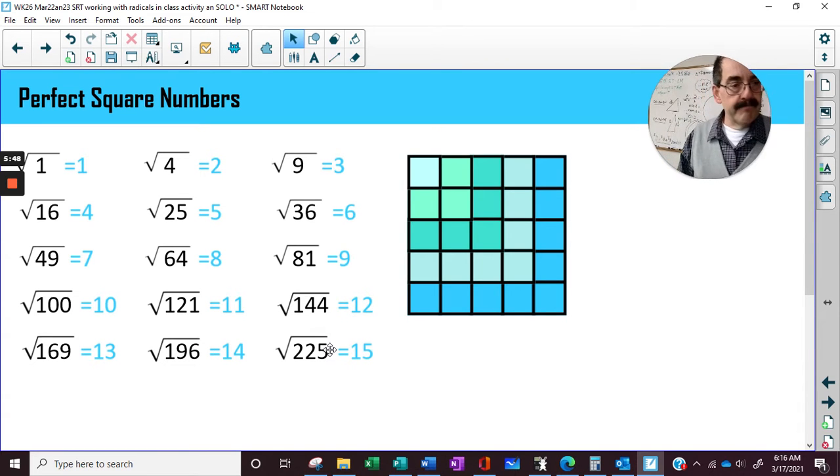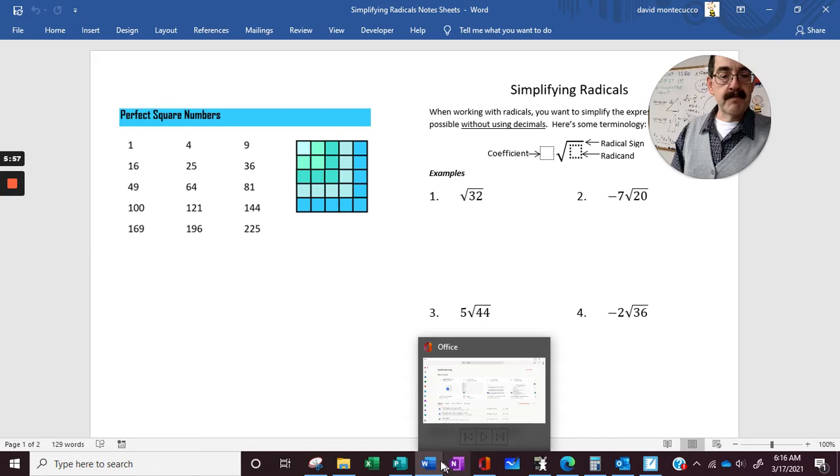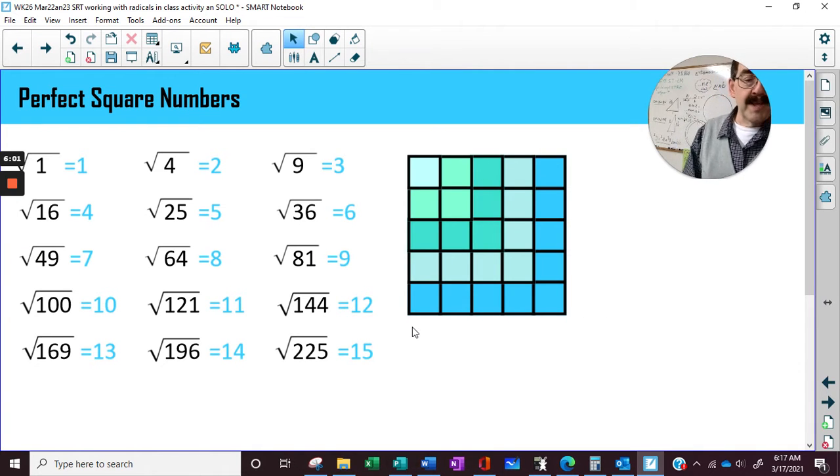Okay, now take a minute. On the back of your foldable, this is the very back side of the foldable, I would take a moment and write some notes. Go ahead, pause the video, and write these down. We want to be able to go back and forth. We want to have them in the top of our heads because this is the basis for simplifying radicals.